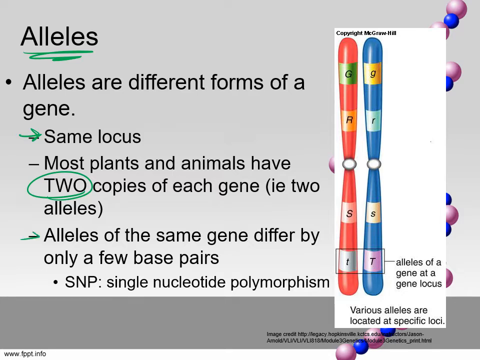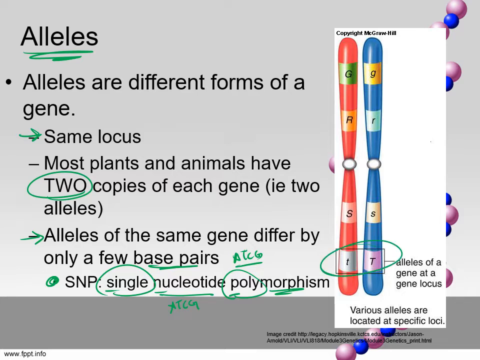What's pretty cool is that those alleles, even though one allele might code for blonde hair and one for black hair, a different one for brown hair, those alleles of the same gene differ by only a few base pairs, so only a few A's, T's, C's, and G's different. We call those differences SNPs, or single nucleotide polymorphisms. Single, just one. Nucleotide, those A's, T's, C's, and G's. Polymorphism: poly means many, and morph means shape. So we have many different shapes of these differences, these SNPs.